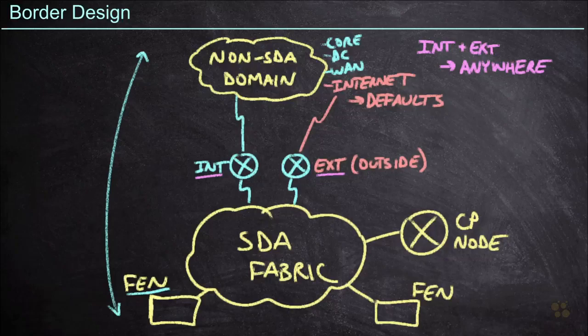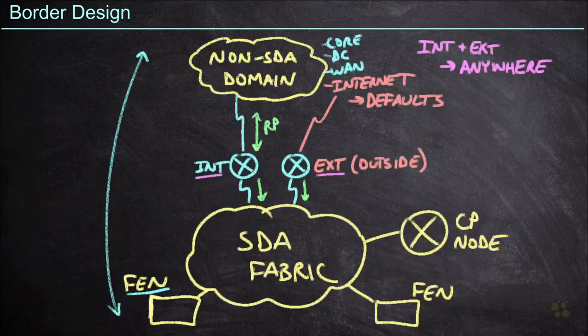Now, regardless of the mode of operation, the purpose of the border node is to connect our SDA and non-SDA domains. In a lot of cases, what that means is we're going to be running some kind of routing protocol to the rest of the network. This might be EIGRP or OSPF or even BGP. Meanwhile, internally, we're going to be interacting from an SDA perspective. That means LISP and VXLAN. In other words, we're going to be interacting with the control plane node.